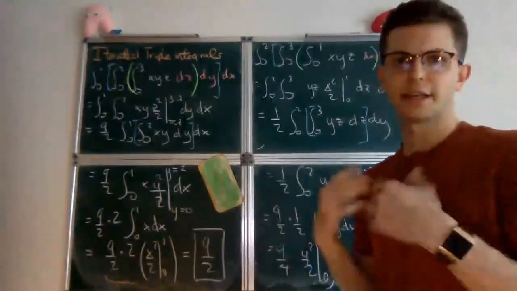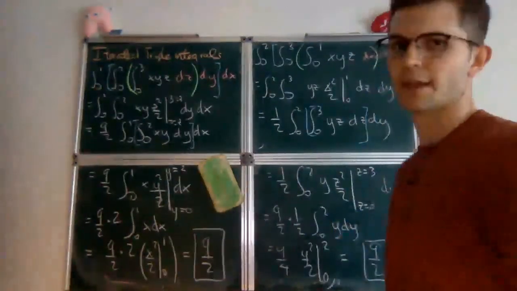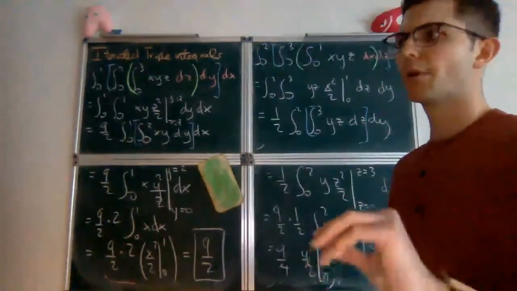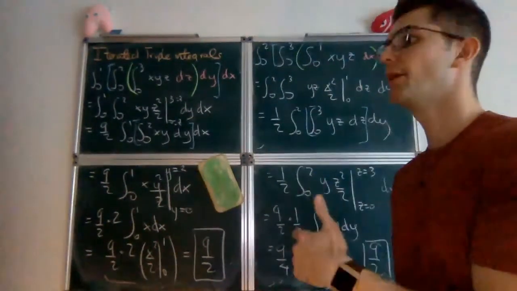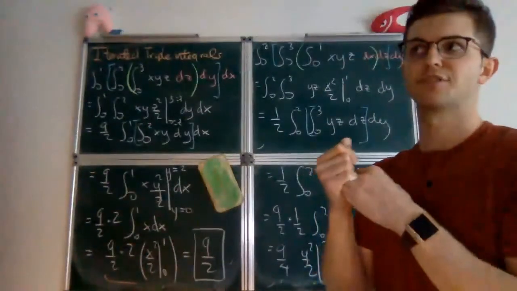And the point is that had you done this in the other 4 different ways, you would also have obtained 9/2. So what we will do in the next video is study situations where the regions of integration are not just rectangles, but they're more curvilinear things.